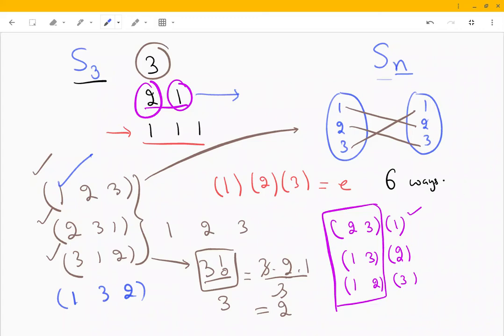Okay, let me take another example and then I'll come back to this. Let's take S4 now. So S4, possible types of elements. We can have 4 cycles. We can have 3 and 1. Then we can have 2 and 2. Then we can have 2, 1, 1. Then we can have this. This is the identity.